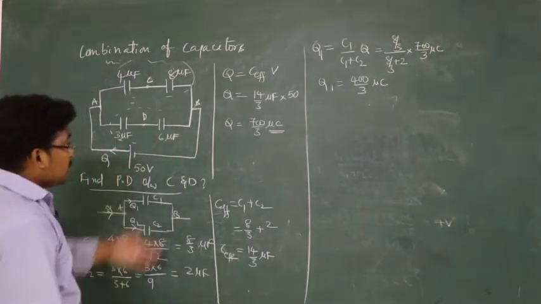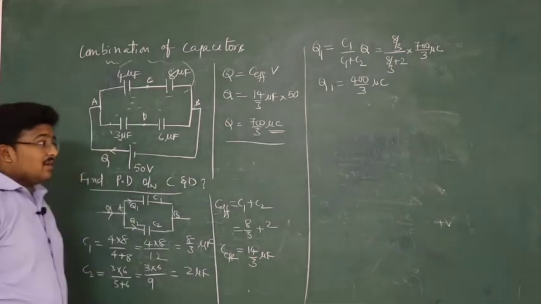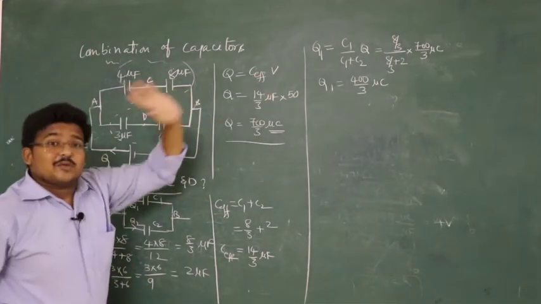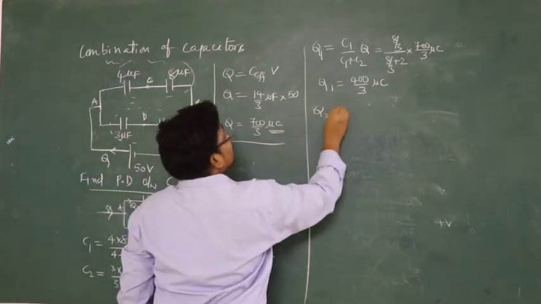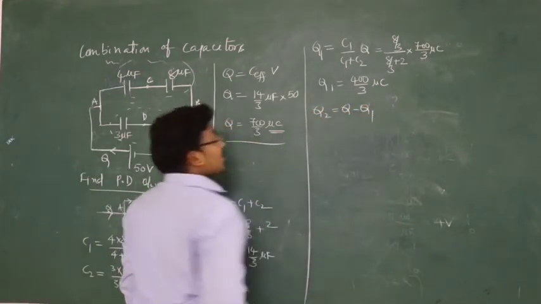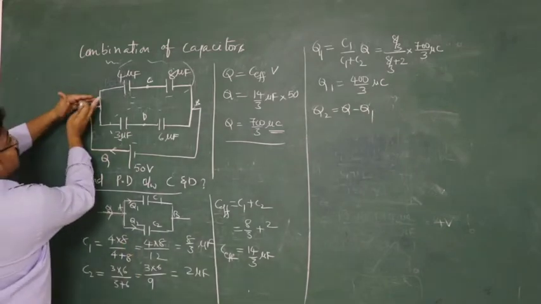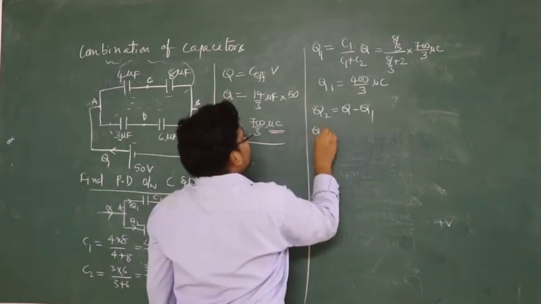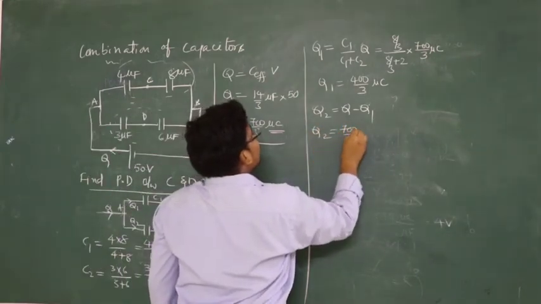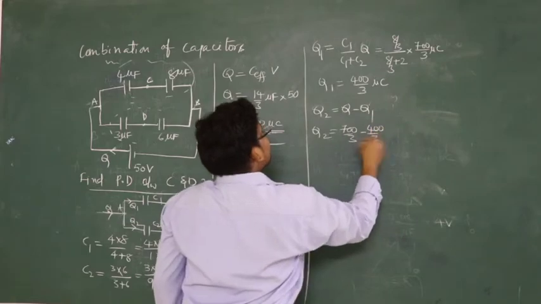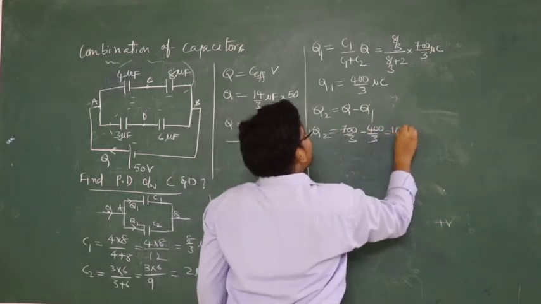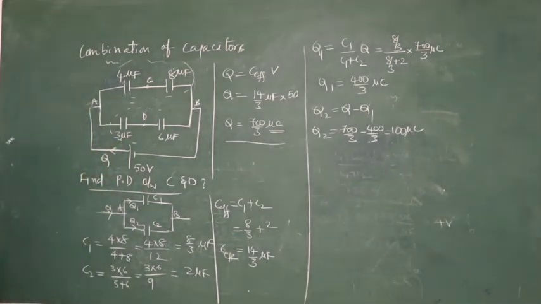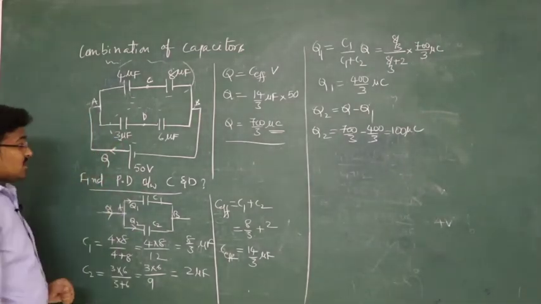Total charge you are getting as a 700 by 3. 700 by 3 is coming. Already in this branch 400 by 3 is going. Now what is Q2? So Q minus Q1, because 700 is coming, 400 is going this side, remaining this one. So Q2 will be 700 by 3 minus 400 by 3 is 300 by 3, which is 100 microcoulombs. 100 microcoulombs.